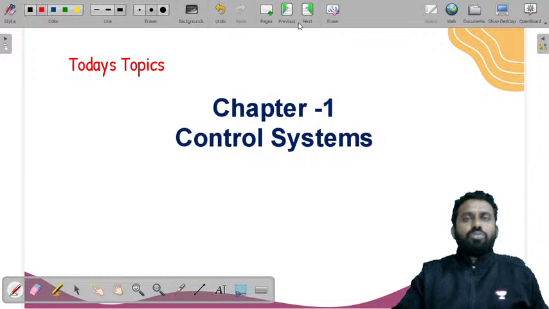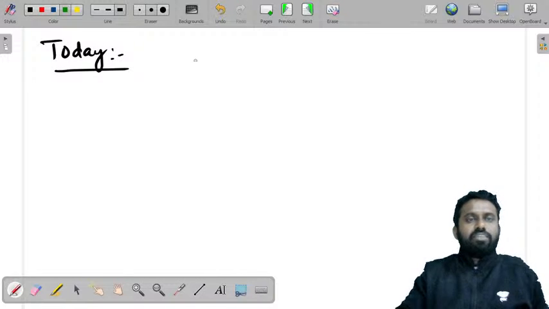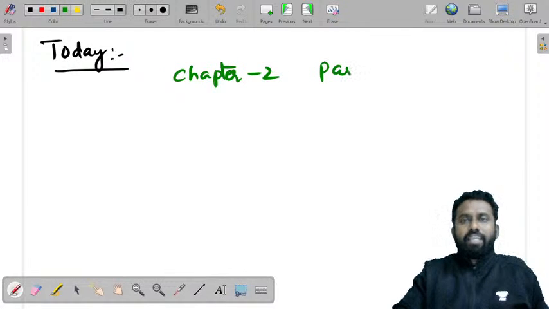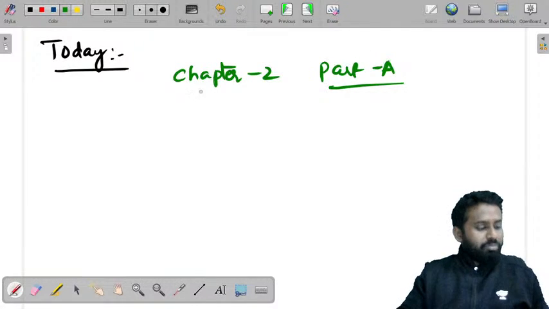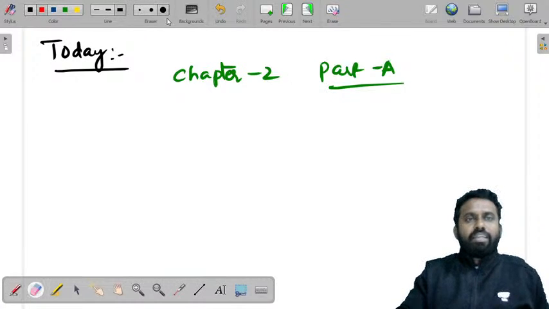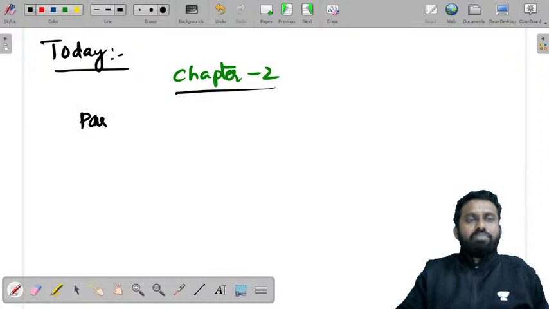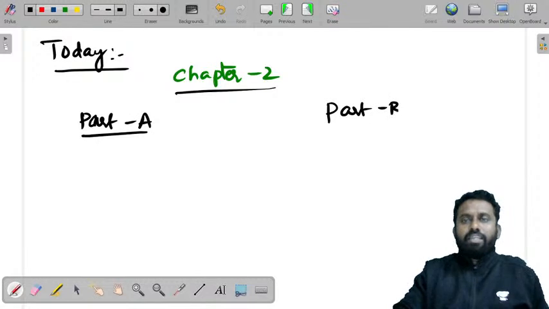Then coming to today's session, today we will deal with Chapter 2 Part A. This is Chapter 2 Part A. As a part of this Chapter 2 Part A, I'll tell you what are the topics that we have in Chapter 2 first. Then we'll deal with the Part A and B. I'll divide it something like this: Part A and Part B.